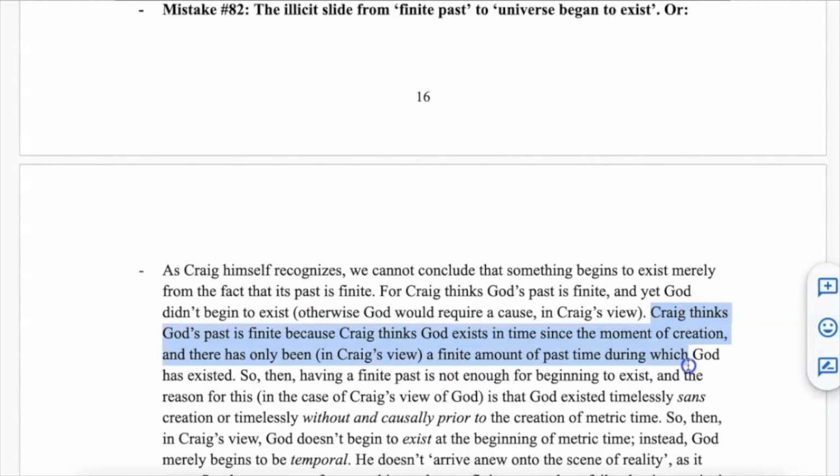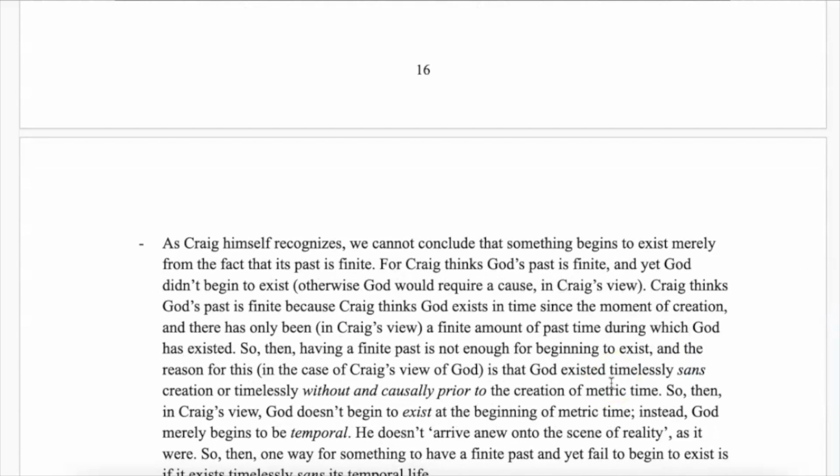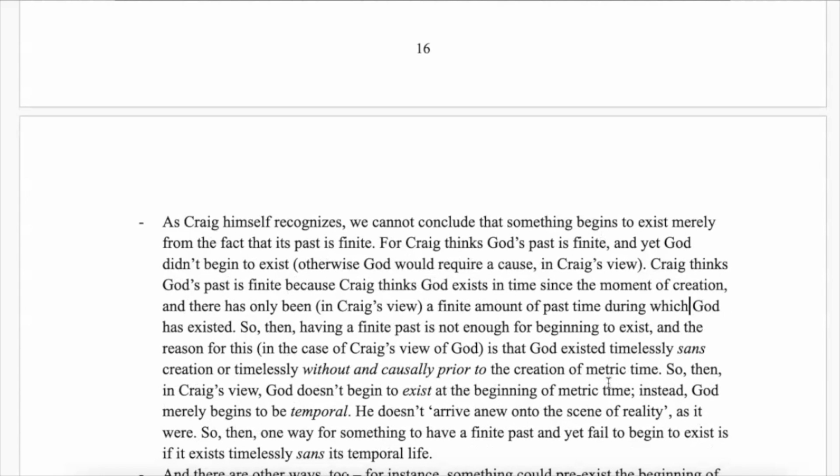So then, having a finite past is not enough for beginning to exist, and the reason for this, in the case of Craig's view of God, is that God existed timelessly sans creation, or timelessly without and causally prior to the creation of metric time. So then, in Craig's view, God doesn't begin to exist at the beginning of metric time. Instead, God merely begins to be temporal, as it were. He doesn't arrive anew onto the scene of reality.